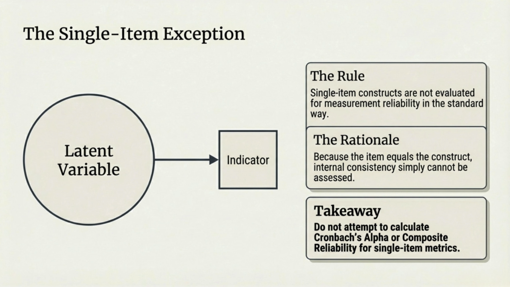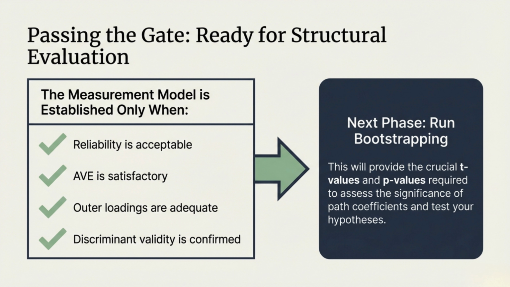Important reminder: single-item constructs are not evaluated for measurement reliability. In the same way, since the item equals the construct, internal consistency cannot be assessed. The measurement model is established only when reliability is acceptable, AVE is satisfactory, outer loadings are adequate, and discriminant validity is confirmed. Then and only then should we proceed to structural model evaluation.